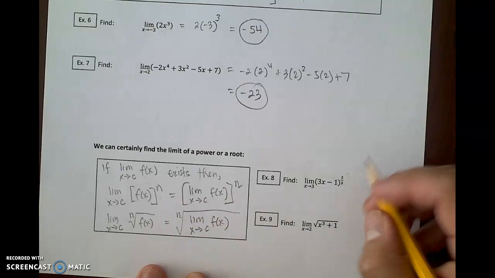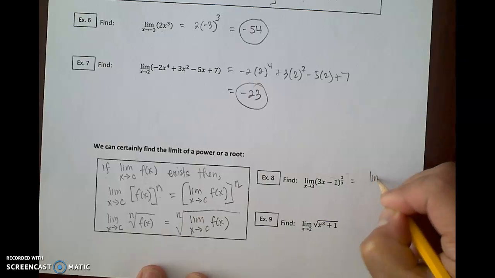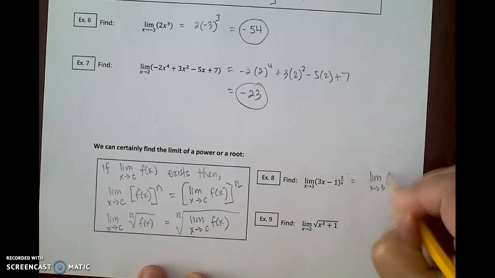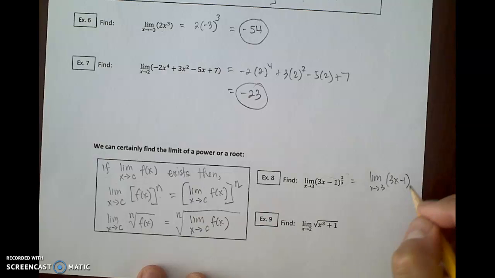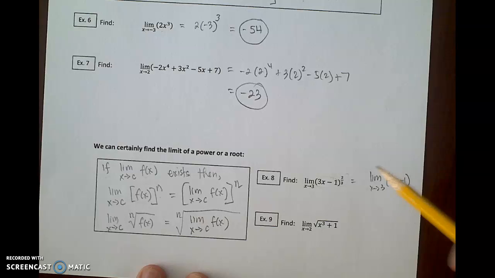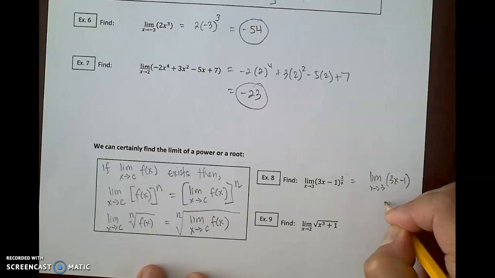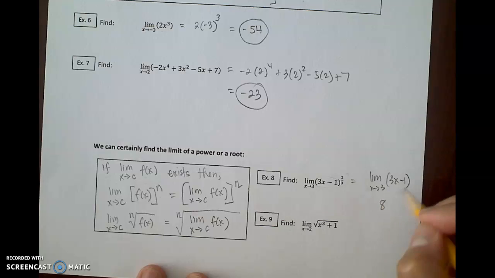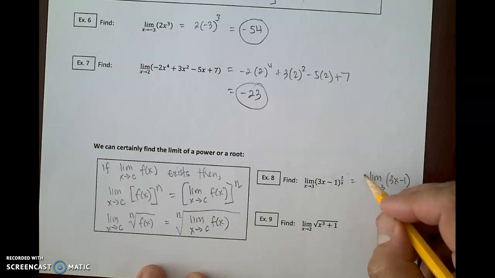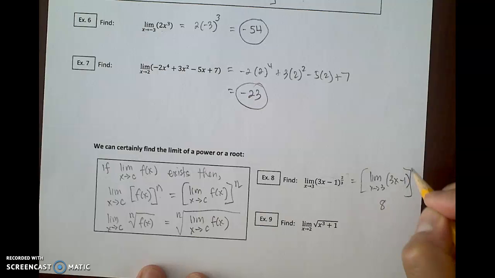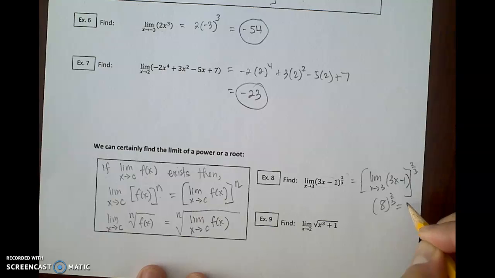So what we need to do is first find the limit as x approaches 3 for 3x minus 1. We know that that is a polynomial, so we just plug 3 in for x. When we do that, this is going to give us 8. And the limit as x approaches 3 for this function is just 8. Then we go ahead and apply the property, and we're going to put 8 to the 2/3 power, and that equals 4.